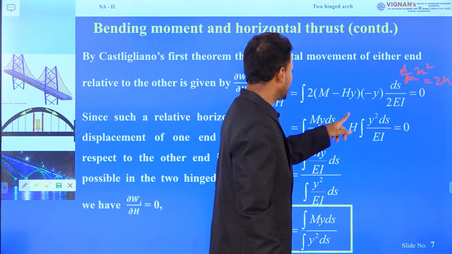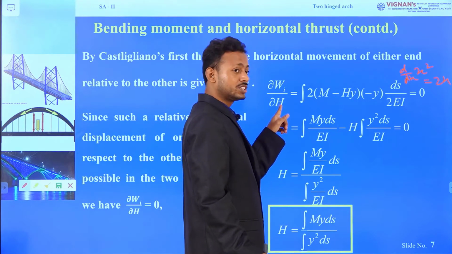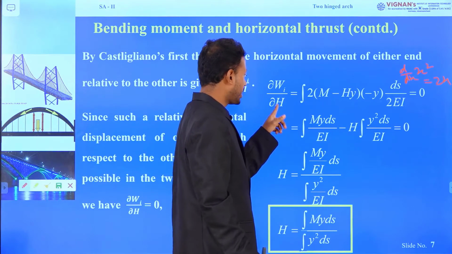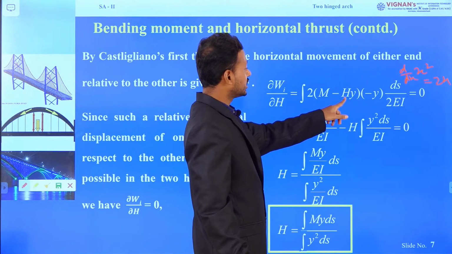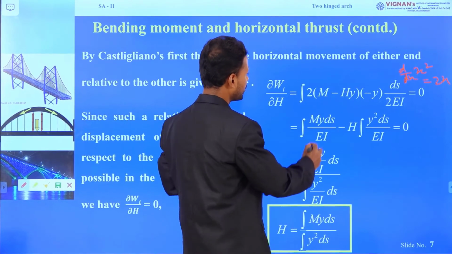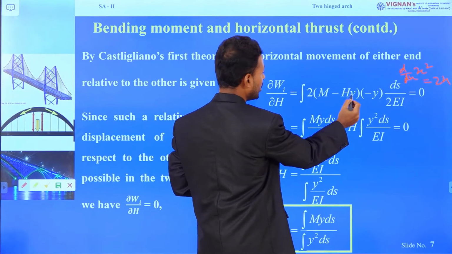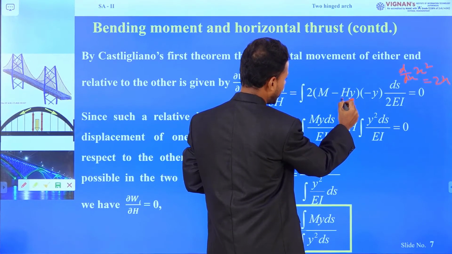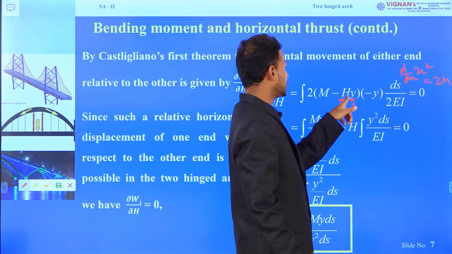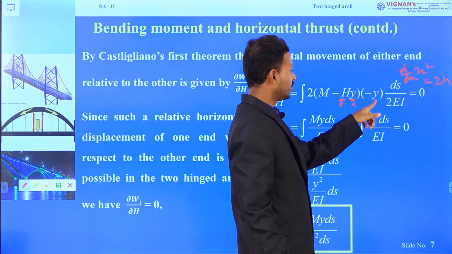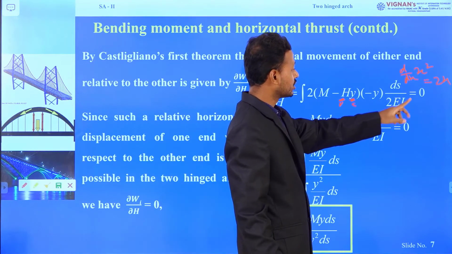Now, just see, we are doing the derivative with respect to H, which is the variable. So with respect to H, we differentiate minus H into y. So we will have minus y, because y is the constant and H is the variable. So the derivative of minus Hy is minus y, and the expression is integrated with ds by 2EI equals 0.